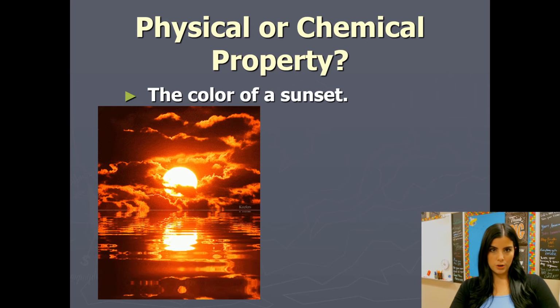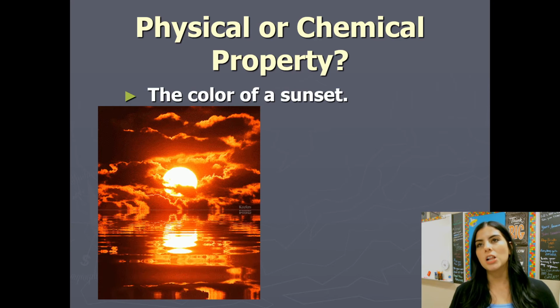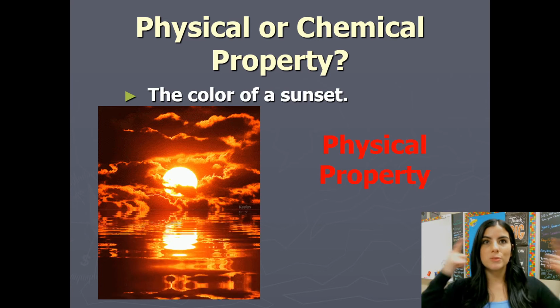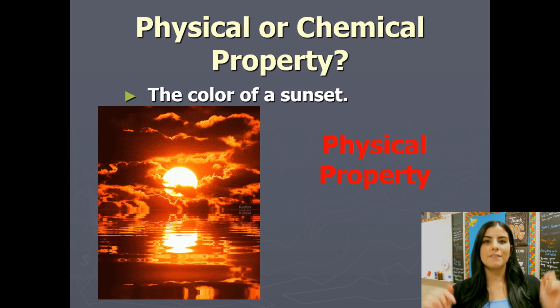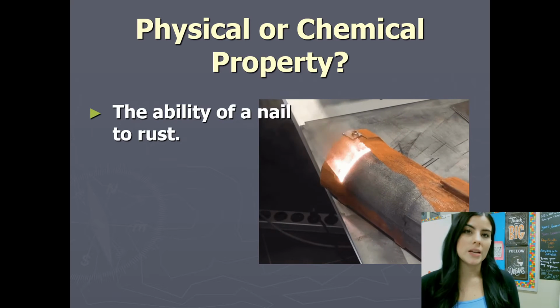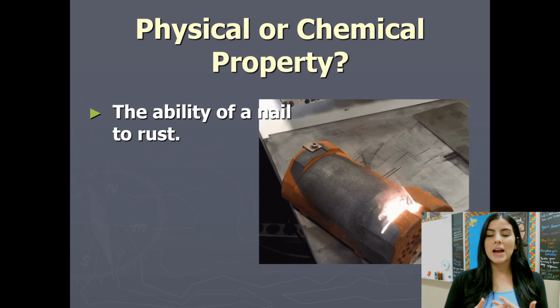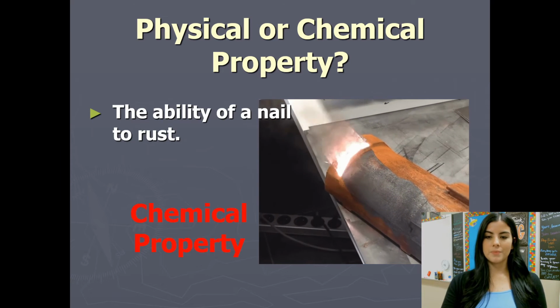So here's a question for you. Is this a physical or a chemical property? The color of a beautiful sunset. That's a physical property because we see it with our eyes. If you use one of your 5 senses, it's a physical property. The ability of a nail to rust. Well, we just talked about that. Rusting is a chemical reaction with air. Therefore, it is a chemical property.